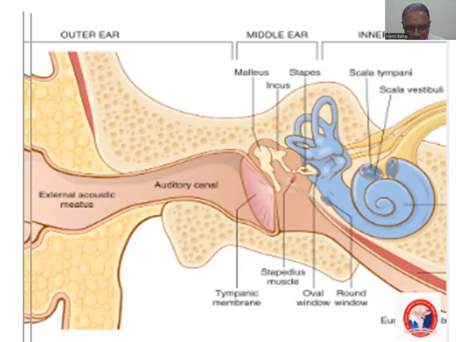This is essential in impedance matching. Impedance comes from the fluid in the perilymph, the endolymph, and the basilar membrane vibrating, and the stereocilia may also produce micro impedance matching.